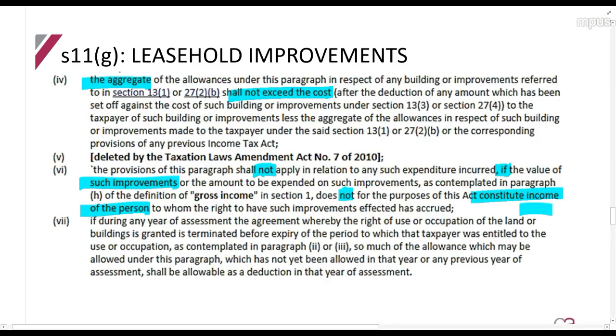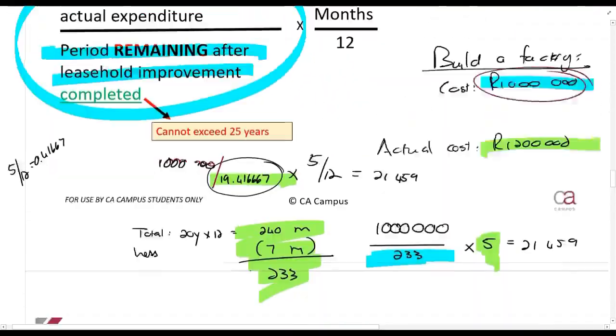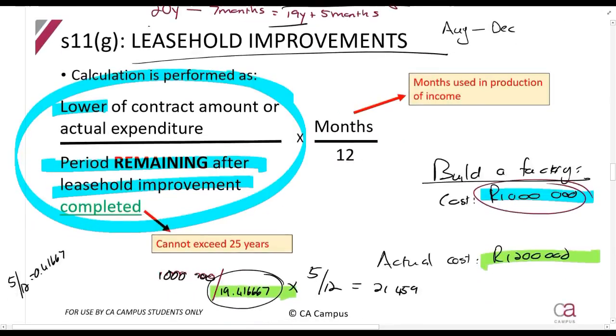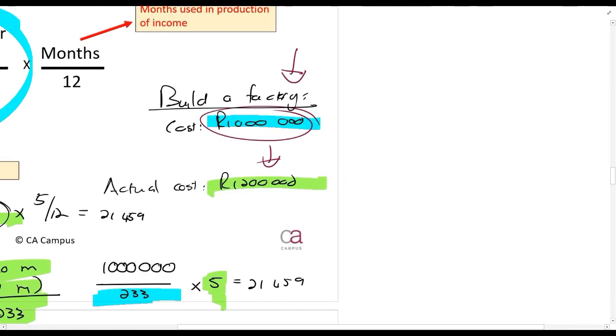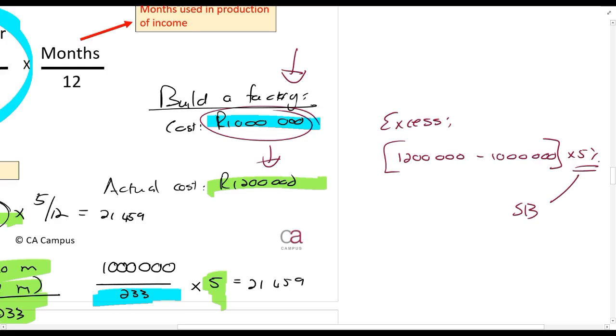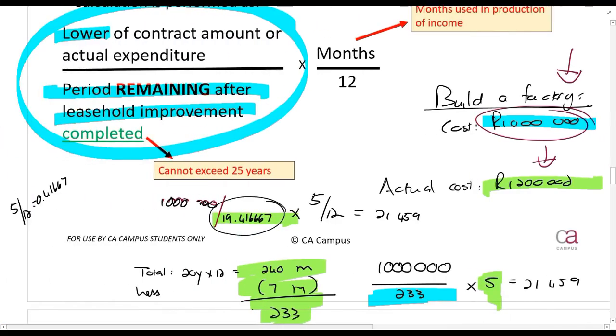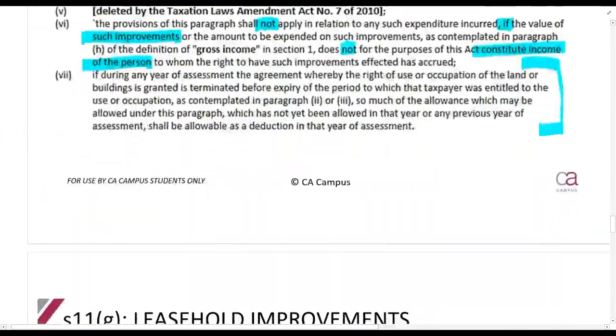Right, and then they tell you if for some reason the lease comes to an end and you have not yet claimed everything, then you can claim everything that remains at that point in time. Now, in this example I used, guys, I said the contract says pay $1 million, but you spend 1.2 million. Please just note, if you then use this as a factory, you can claim on that excess amount. You spend 1.2 million rands. You should have only spent a million rands, so there's 200,000 rands. On that, you can claim your Section 13 factory allowance. And that is Section 11G.